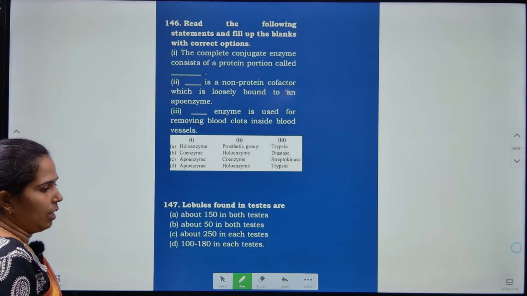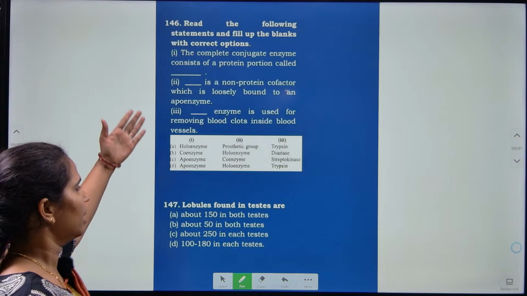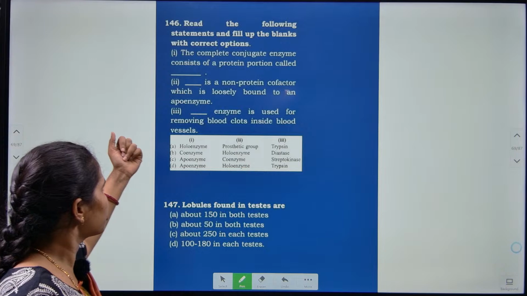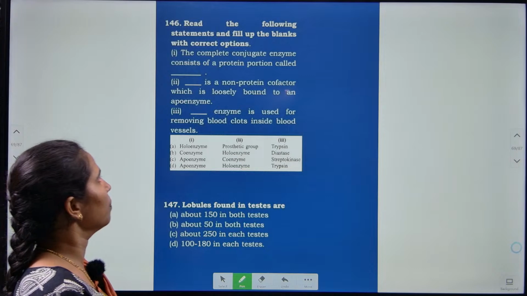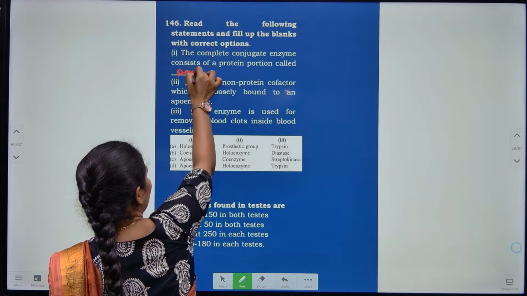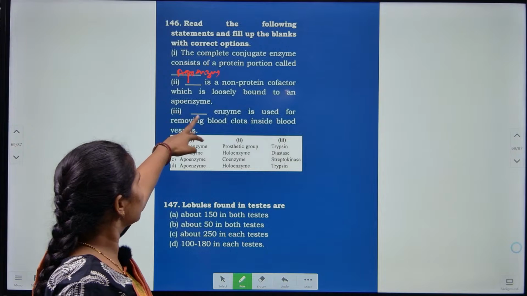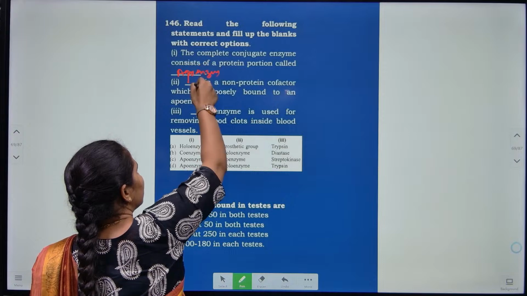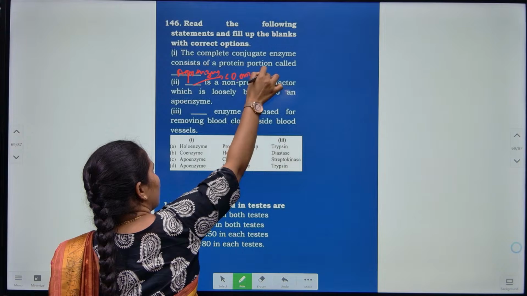Now, this is a question from biomolecules, and they have told you to match which enzymes or biomolecules are going to be used here. The complete conjugate enzyme, which consists of a protein portion, is called an apoenzyme here. So this is an apoenzyme here. A non-protein cofactor which is loosely bound to an apoenzyme, as it has been bonded with an apoenzyme, then it will be a coenzyme here. So it is going to be a coenzyme.